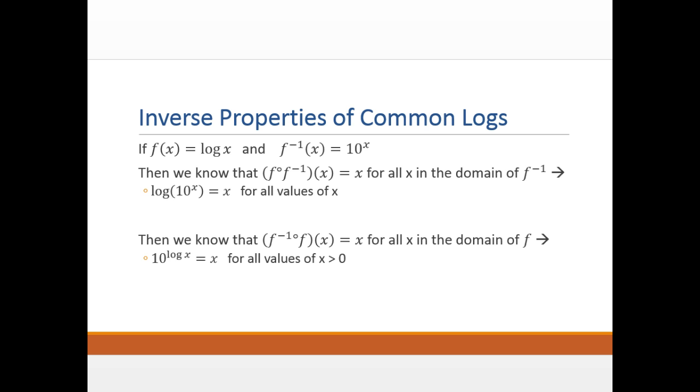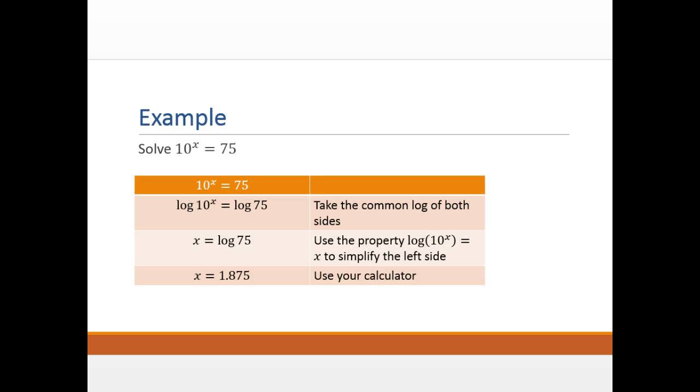And this gives us our inverse properties of common logs. If I have f of x equals log of x, then I know f inverse of x equals 10 to the x. Therefore, if I did the composition of functions, I know f of f inverse of x has to be equal to x for all inverse functions. That means log of 10 to the x has to be equal to x, and 10 to the log of x has to be equal to x as well, because that's what the composition of these two functions gives us.